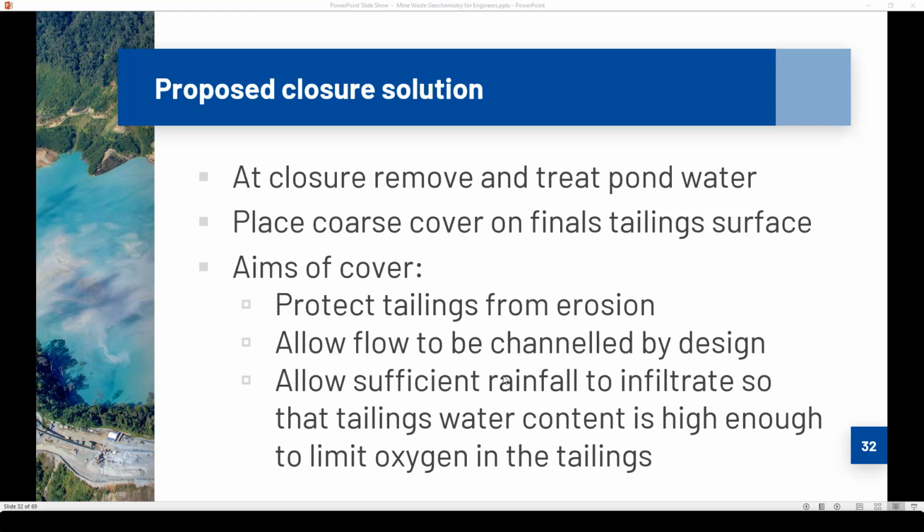But at the same time, that coarse cover allows sufficient rainfall to infiltrate through the cover and therefore keep the tailings water content sufficiently high so that we can use the presence of that water to limit the rate at which oxygen can infiltrate the tailings. And if we limit the oxygen, we can then limit the reactivity of those tailings into closure, and therefore balance both the geotechnical requirements as well as the closure geotechnical requirements for this facility.